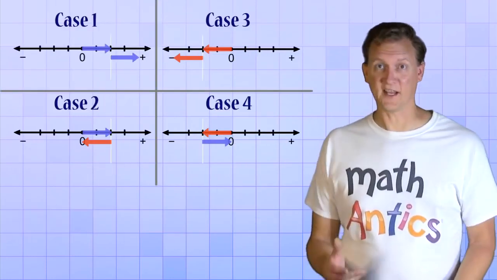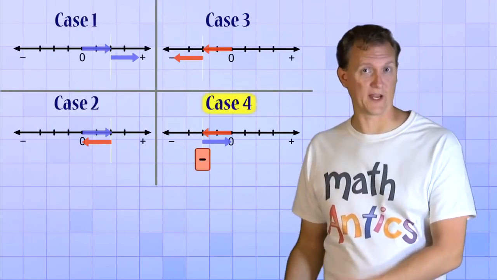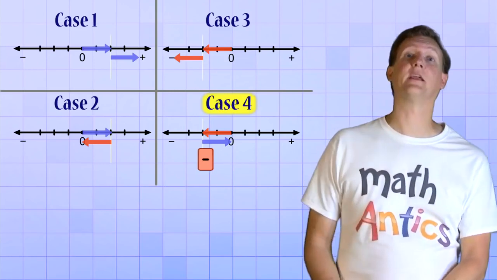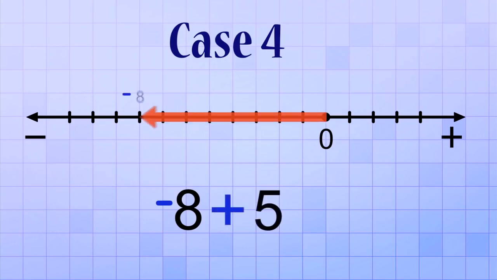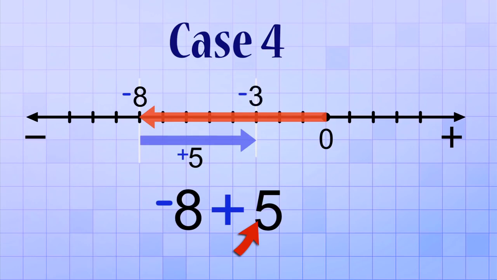And finally, in case 4, you also start with a negative number, but this time you're going to make it more positive. Here's an example of a problem like that. Negative 8 plus 5. This problem starts with negative 8, but then we add positive 5, which makes it more positive, or moves us to the right on the number line, up to negative 3, which is our answer. Our answer is still negative, but it's less negative than what we started with.